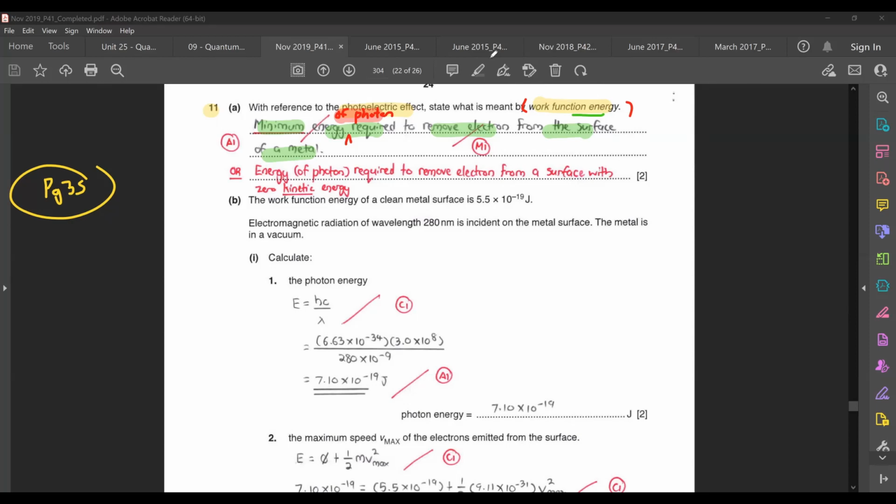Okay. Then if you're okay with that, let's have a look at part B.